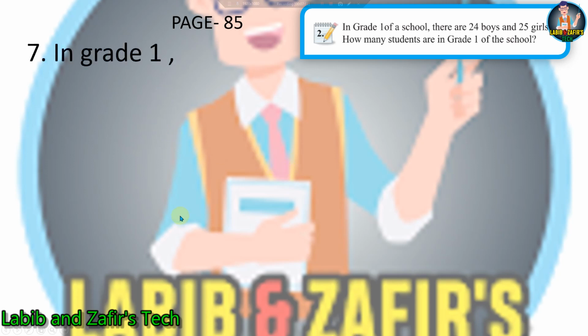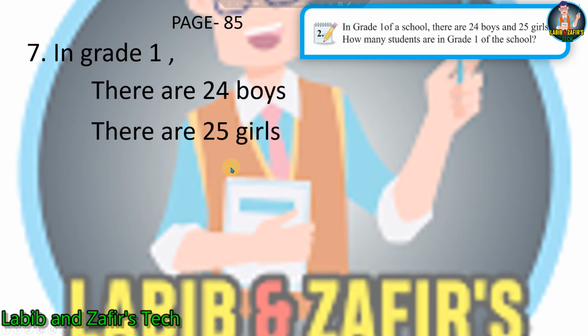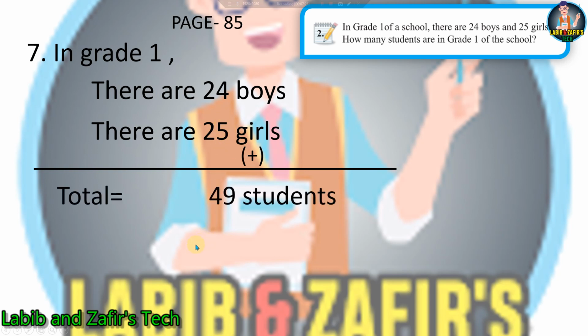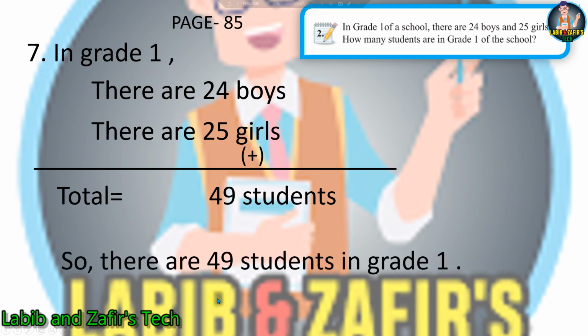In grade 1, there are 24 boys. There are 25 girls. So if we do the addition here, then we will get 5 plus 4 is equal to 9, and 2 plus 2 is equal to 4. That is 49. So total 49 students. So there are 49 students in grade 1. So students, this is our 7th word problem. Now we will go to our next and the last word problem of today's video.